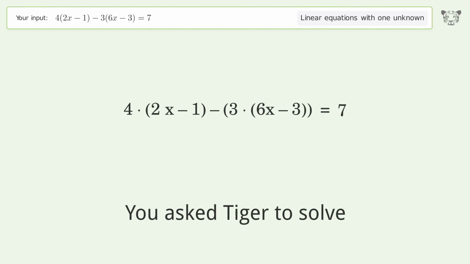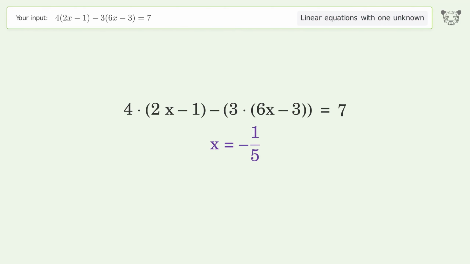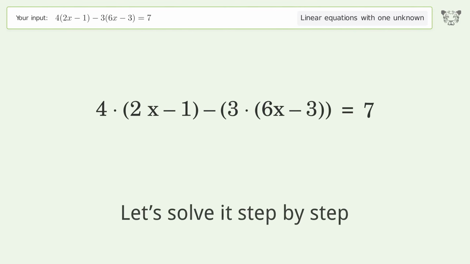You ask Tiger to solve this. It deals with linear equations with one unknown. The final result is x equals -1/5. Let's solve it step by step.